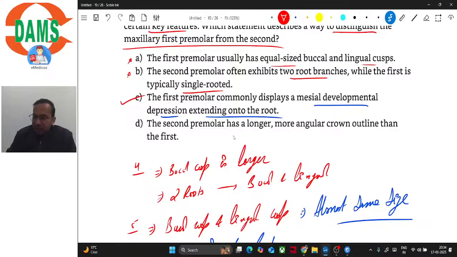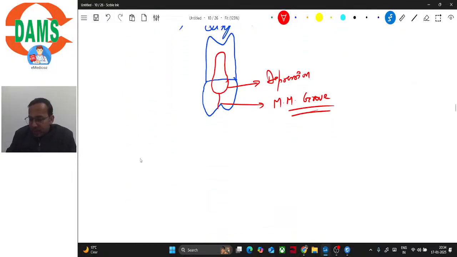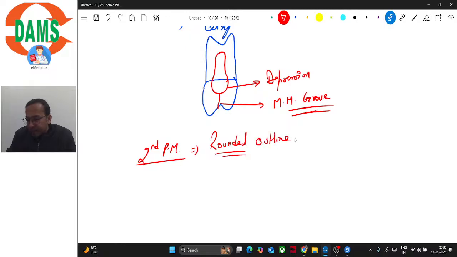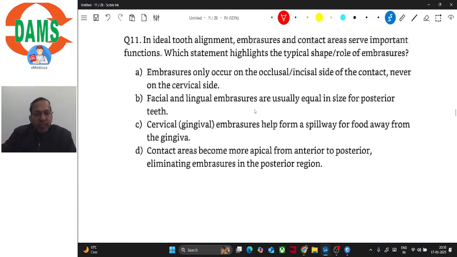What about option D? The second premolar has a longer round outline than the first. So this option obviously is incorrect because the second premolar has a rounder outline. The second premolar appears more rounded, isn't it? It has a rounded outline, and the first premolar has sharp angles. Clear? So let's go to the next question.